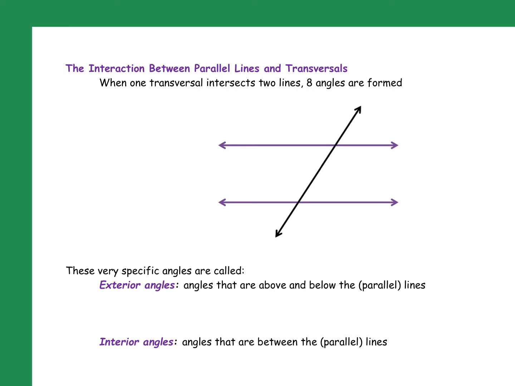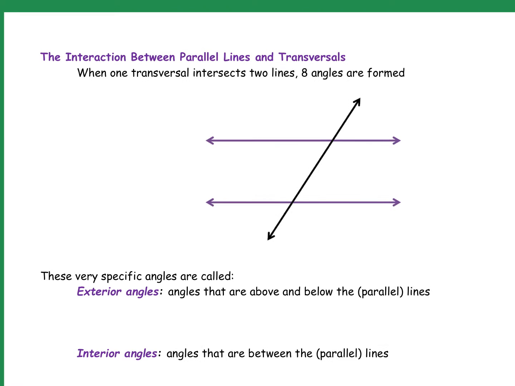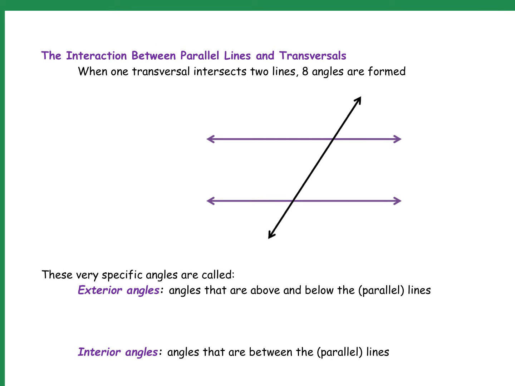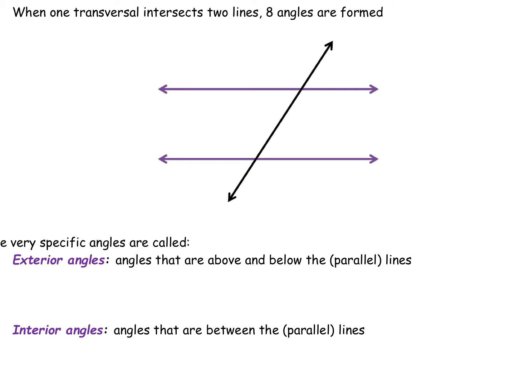So the interaction between parallel lines and transversals. When one transversal intersects two lines, or two parallel lines, well, any two lines, 8 angles are formed. And we're going to number these angles. So this would be angle 1. Let me get to a pen here. Angle 1, angle 2, 3, 4, 5, 6, 7, and 8. Everyone okay with that? Really easy, right? Left, right, left, right, left, right, left, right, all the way down. So we have 8.